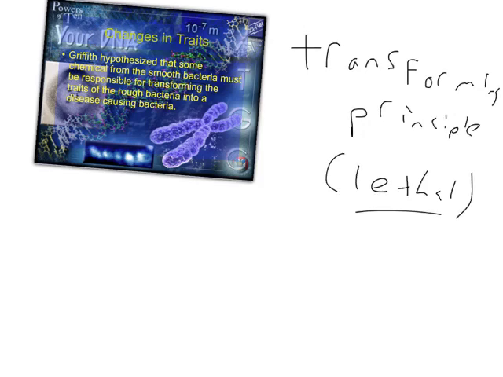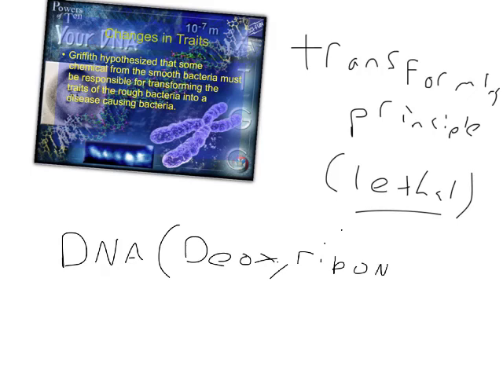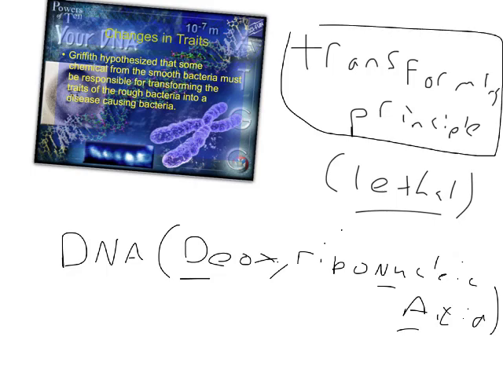Later find out, now Griffith didn't know this, that it's going to be DNA, which is better known as deoxyribonucleic acid, that's responsible, DNA. That is later what's going to be named for the transforming principle. Okay, so it's the DNA that is responsible. So the last dot you have to fill in again would be transforming principle.